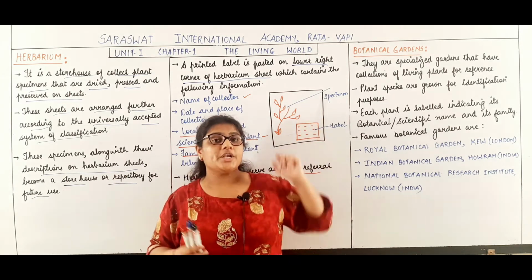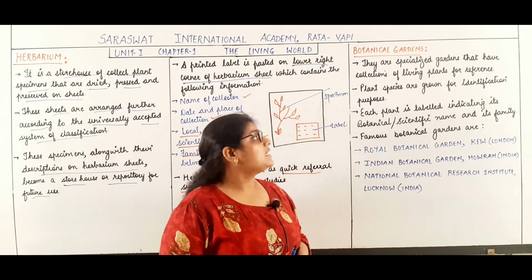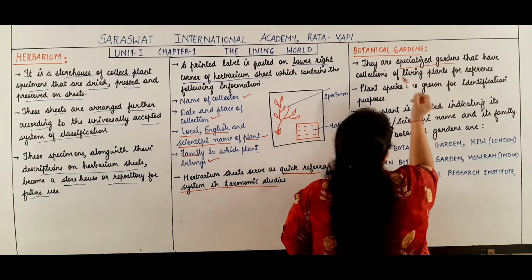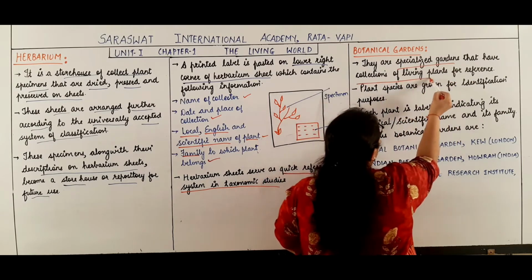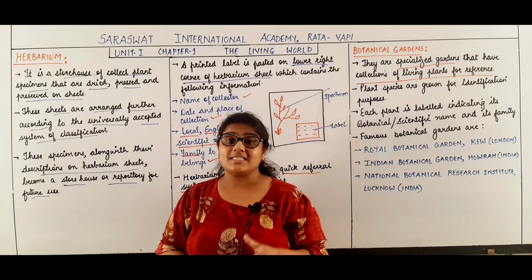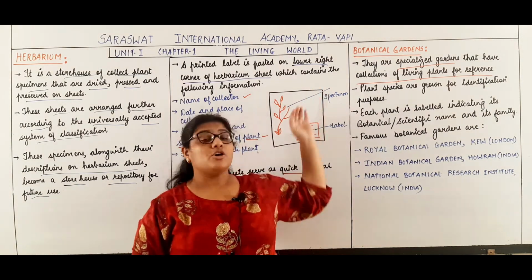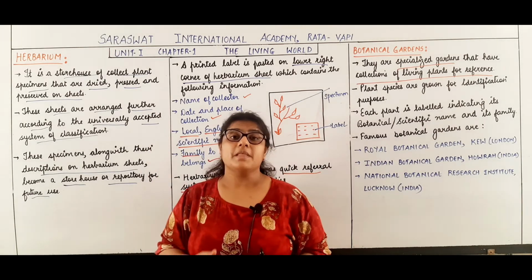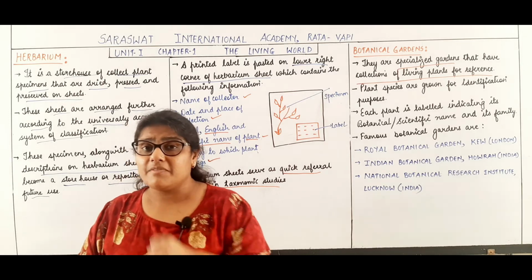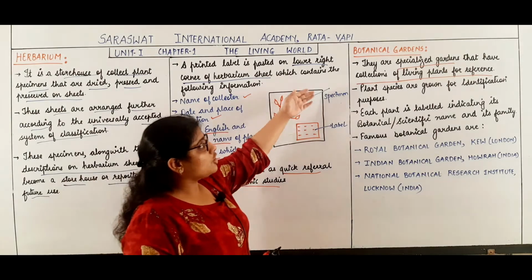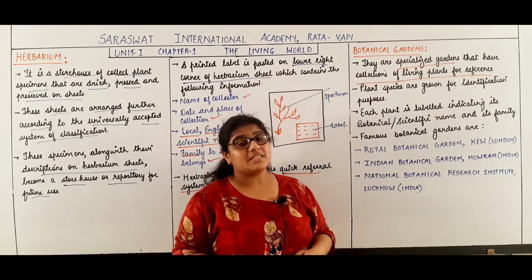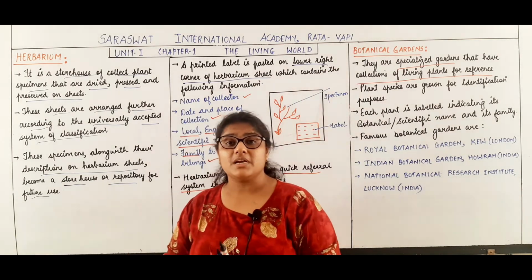Whereas in a botanical garden, what is a botanical garden? They are specialized gardens that have collections of living plants for reference. So students, that is the main difference between a botanical garden and a herbarium. In a herbarium, the plants are not maintained in a living condition, whereas in the botanical gardens, the plant specimens are maintained in living conditions.